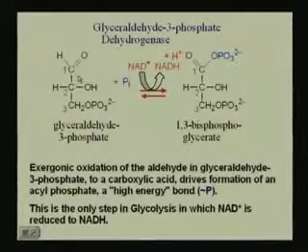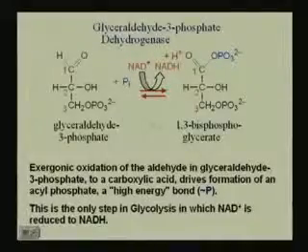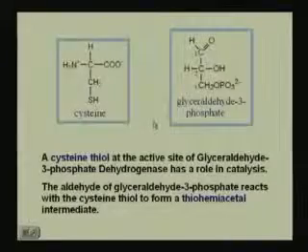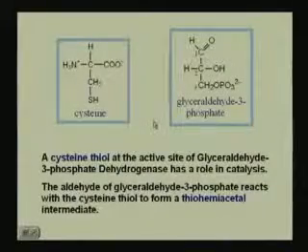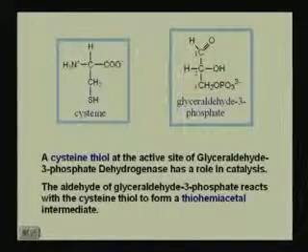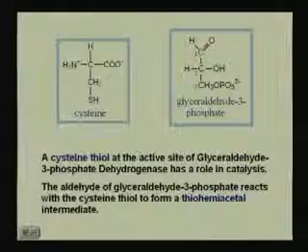I have to create pyruvic acid. Okay? So I have to create an acidic group at position number 1. The first step in doing that is the formation of 1,3-bisphosphoglycerate. In the formation of 1,3-bisphosphoglycerate, the enzyme glyceraldehyde-3-phosphate dehydrogenase utilizes a cysteine thiol to bring about the reaction.